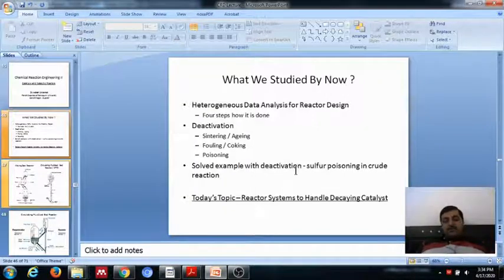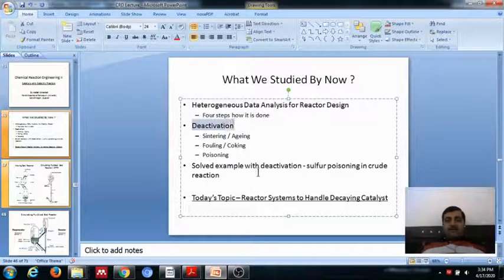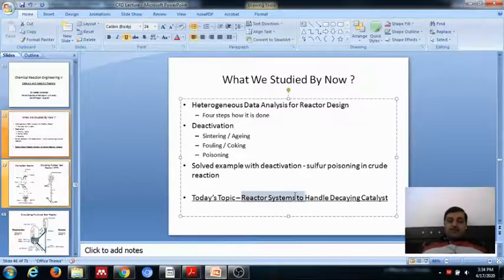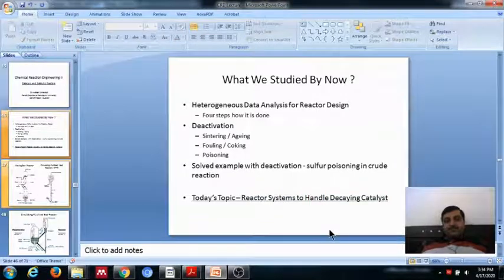crude FCC reaction. So today we move a step ahead to see how this deactivation is handled in different reactor systems. We will discuss the reactor systems that will handle our decaying catalyst.